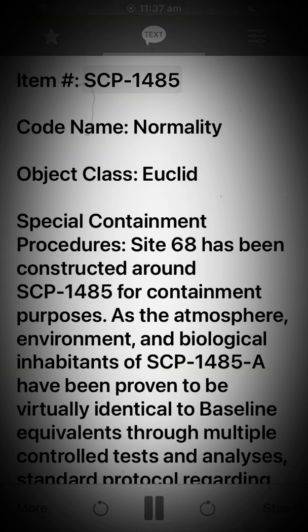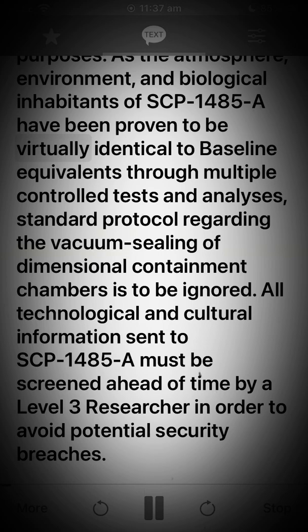Item: SCP-1485. Code name: Normality. Object class: Euclid. Special containment procedures. Site-68 has been constructed around SCP-1485 for containment purposes. As the atmosphere, environment, and biological inhabitants of SCP-1485-A have been proven to be virtually identical to baseline equivalents through multiple controlled tests and analyses, standard protocol regarding the vacuum sealing of dimensional containment chambers is to be ignored.